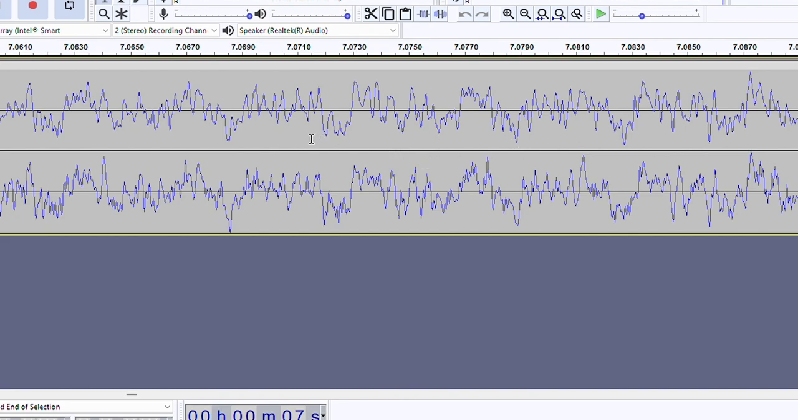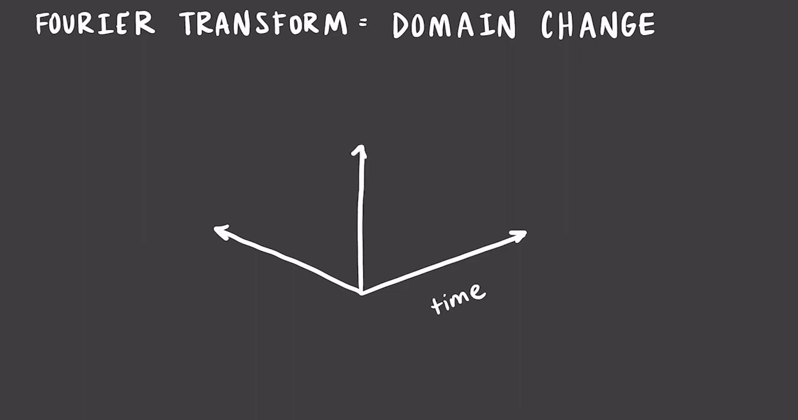But if we don't have perfect pitch, and we only have this waveform, how can we tell what notes are being played in this chord? Well, we can actually use something called the Fourier transform. The Fourier transform can be thought of as a mathematical domain change, where the sound wave's x-axis changes from time to frequency. We can visualize this transformation on the violin chord's sound waves.